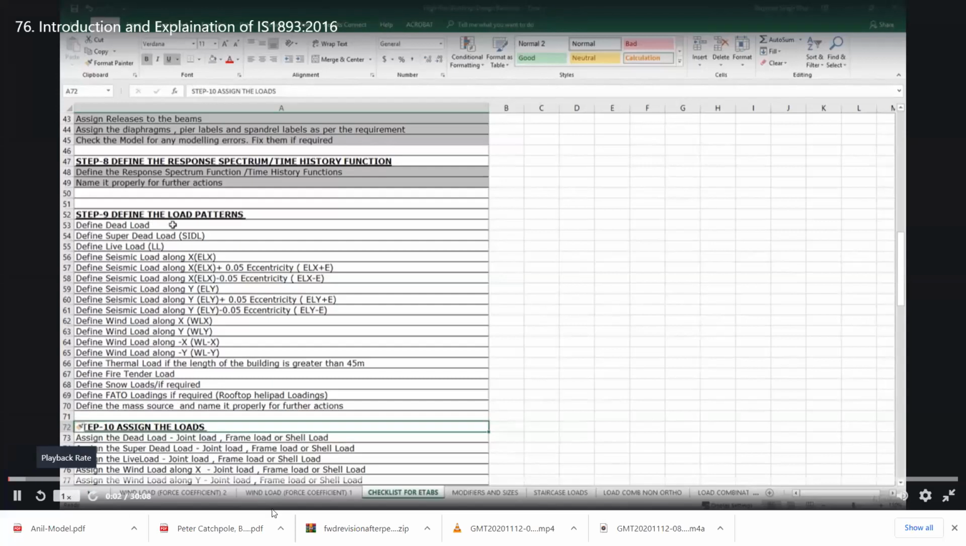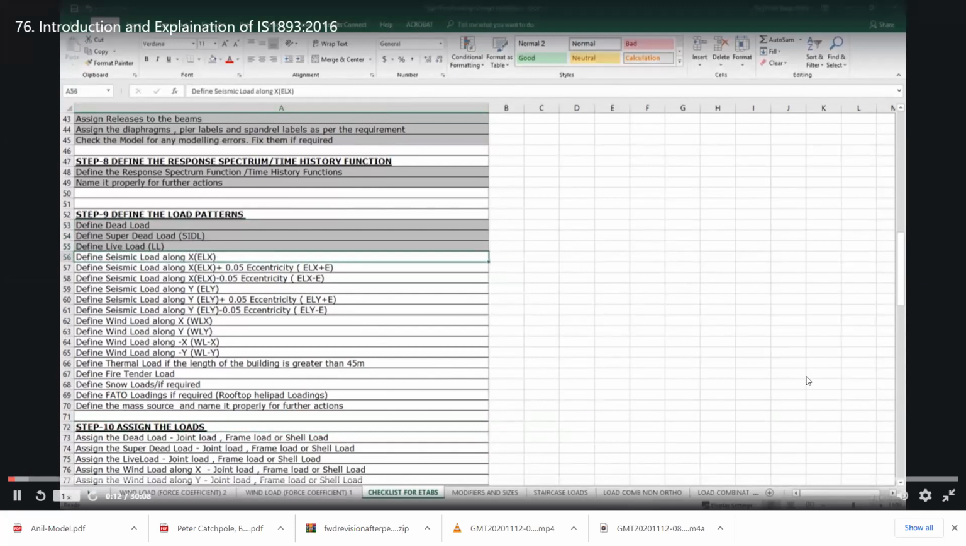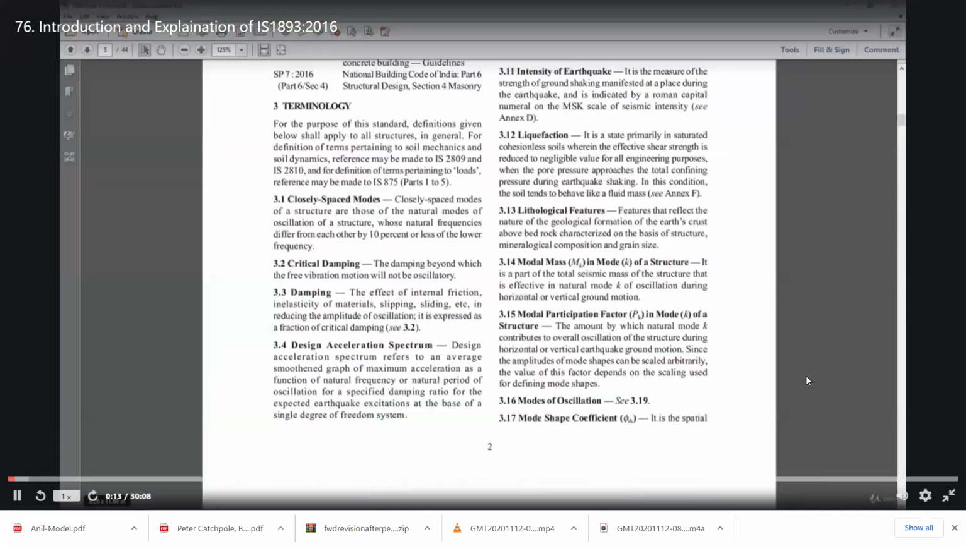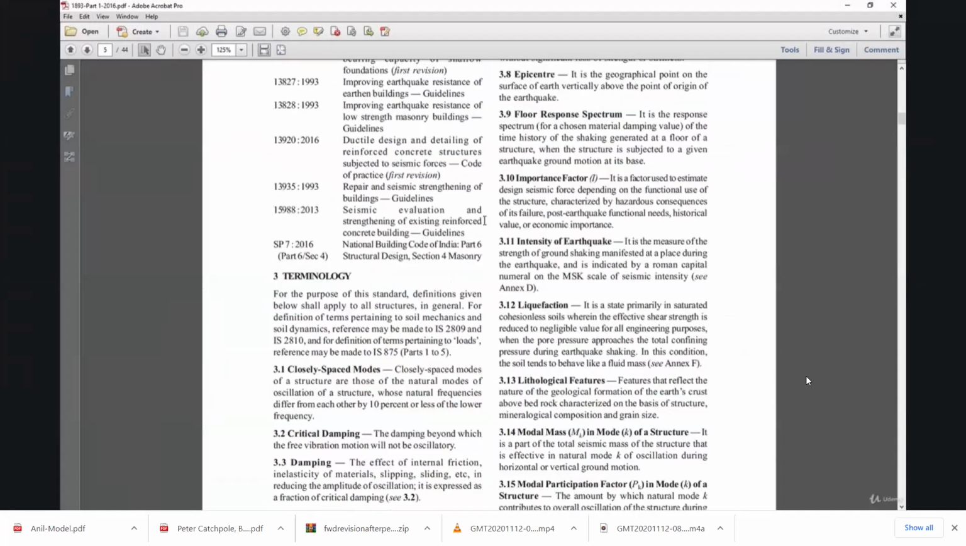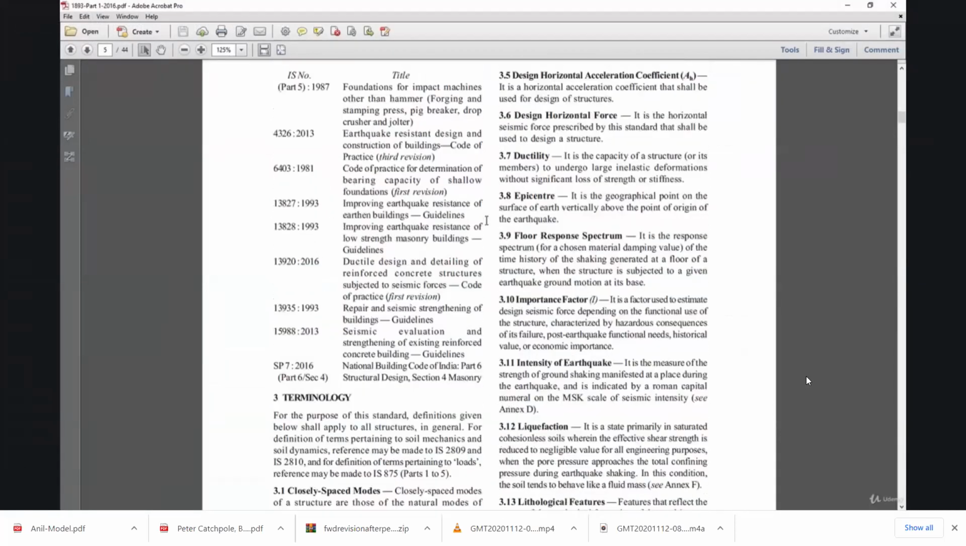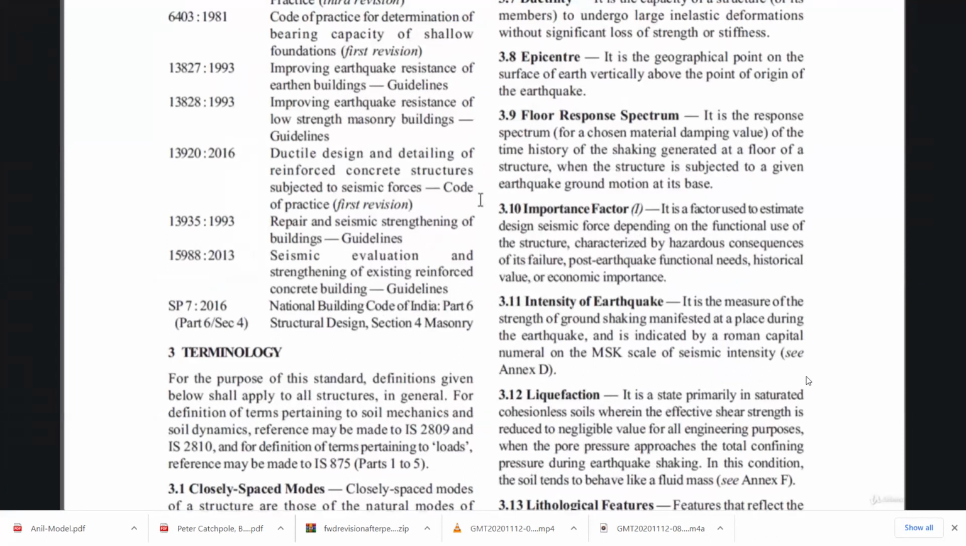So in the previous lecture, we defined dead load, superimposed dead load and live load as load patterns. After that, we need to define seismic loading. Before we define seismic loading, we need to be clear about the Indian Standard Code for earthquakes. So I want to give you a brief reading of what exactly our Indian Standard for Earthquake guides us for the buildings. Otherwise, it will be difficult for you to understand what exactly we are doing.